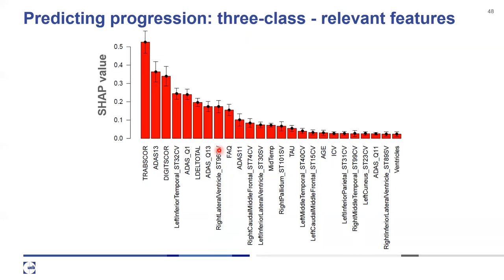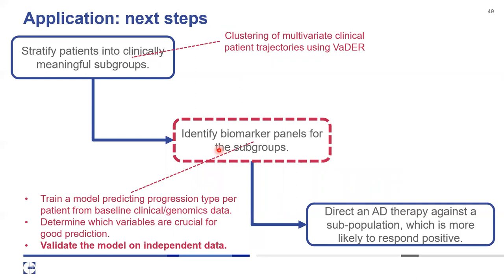Now for the multi-class classifier, you can see that the features are essentially a mix of the previous two bar plots. You can see both features that are specific for the fast progressors, such as the ADAS questions and LDL total, as well as variables that are specific for the slow progressors, such as digit score and tau. Now, as I mentioned at the beginning, this project is work in progress, and after training the classifiers I showed you in the last few slides, the main next step consists of validating the model on independent validation patient cohorts, which is work that's currently being done in collaboration with the Fraunhofer Institute for Algorithms and Scientific Computing in Bonn, Germany.